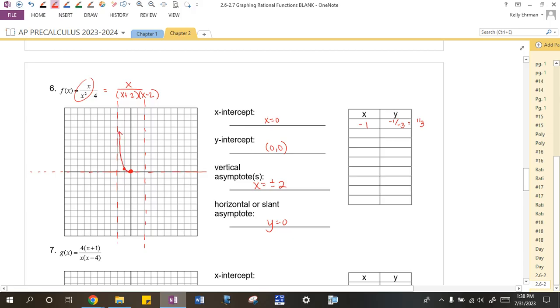So to the left, you're going up, -1 and then up 1/3. Now, if you plug in 1, you're going to get the opposite, 1 over -3. So this is an odd function, right? If we plug in -x, we get the exact opposite of f of x. All right, so then let's see. We want to plug in 3. If I plug in 3, I get 3 over 9 minus 4, so I get 3/5. And this is an odd function, so if I plug in -3, I should just get -3/5.